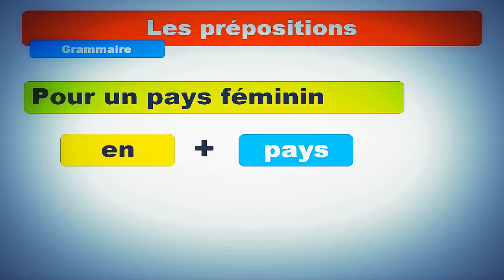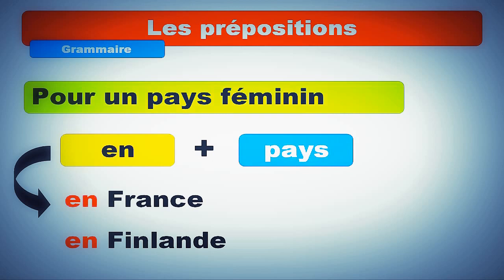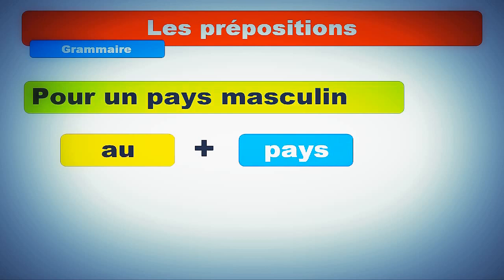So, pour un pays féminin, as we saw, you will have to use la préposition en, okay, and then add the country right after. So let's have some examples. En France. Repeat. En Finlande. Repeat. Okay.